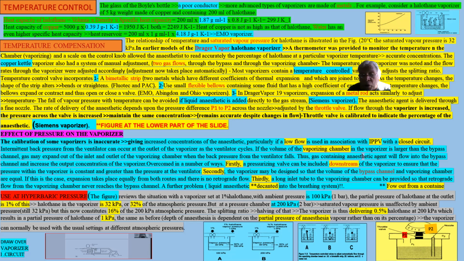in the brain. So have a look at the figures below, where we have the two forms of vaporizer at different pressure, and we have the three methods of temperature compensation. And of course, we have the Siemens vaporizer, where there are two pressures on either side of the throttle valve, adjusted according to the flow by this throttle valve. Of course, we have a figure below showing a vaporizer inside the circuit, as we can see.